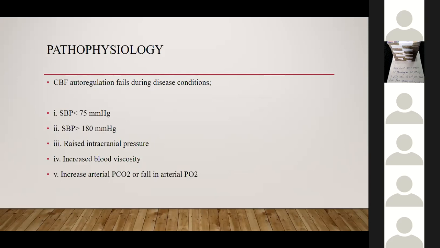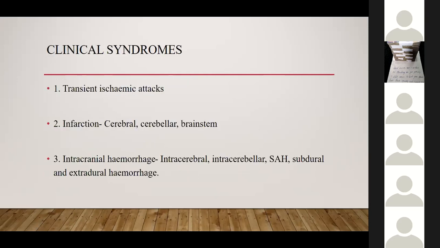Also, when intracranial pressure goes up, and we know that in severe hypertension, you can have raised intracranial pressure, that can also affect cerebral blood flow autoregulation. When the blood becomes highly viscous, that could also affect cerebral blood flow autoregulation. When the partial pressure of oxygen falls or the partial pressure of carbon dioxide goes up, you are going to have impairment of the cerebral blood flow autoregulation. So these 5 things would impair the principle of autoregulation. And once autoregulation fails, then it means that you are going to have poor perfusion to various aspects of the brain.